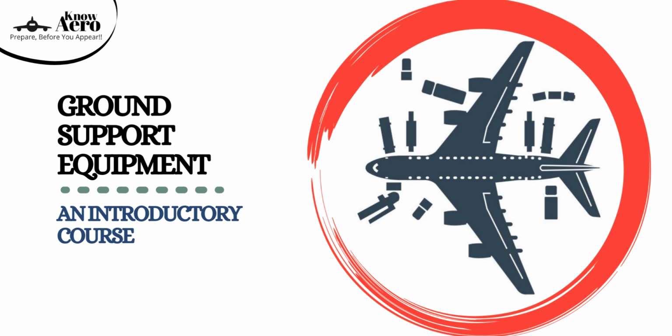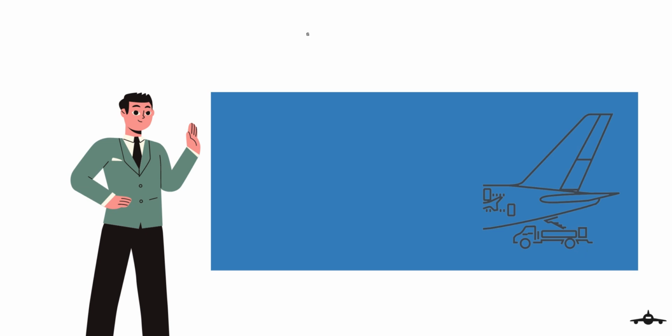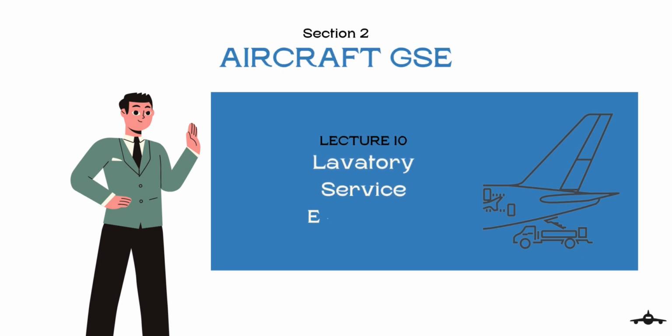Welcome back to an introductory course on ground support equipment. Now in this lecture, we will learn about the equipment responsible for waste drainage from the aircraft. It is known as the lavatory drainage truck.